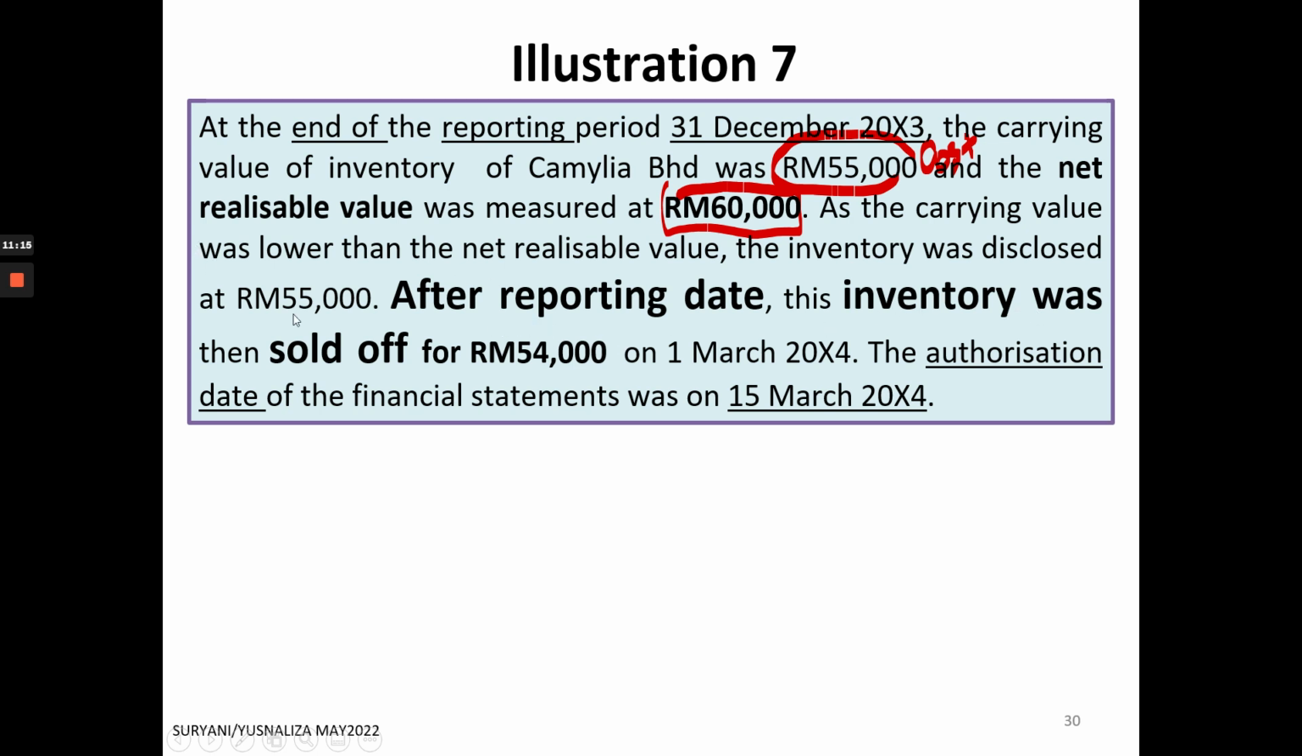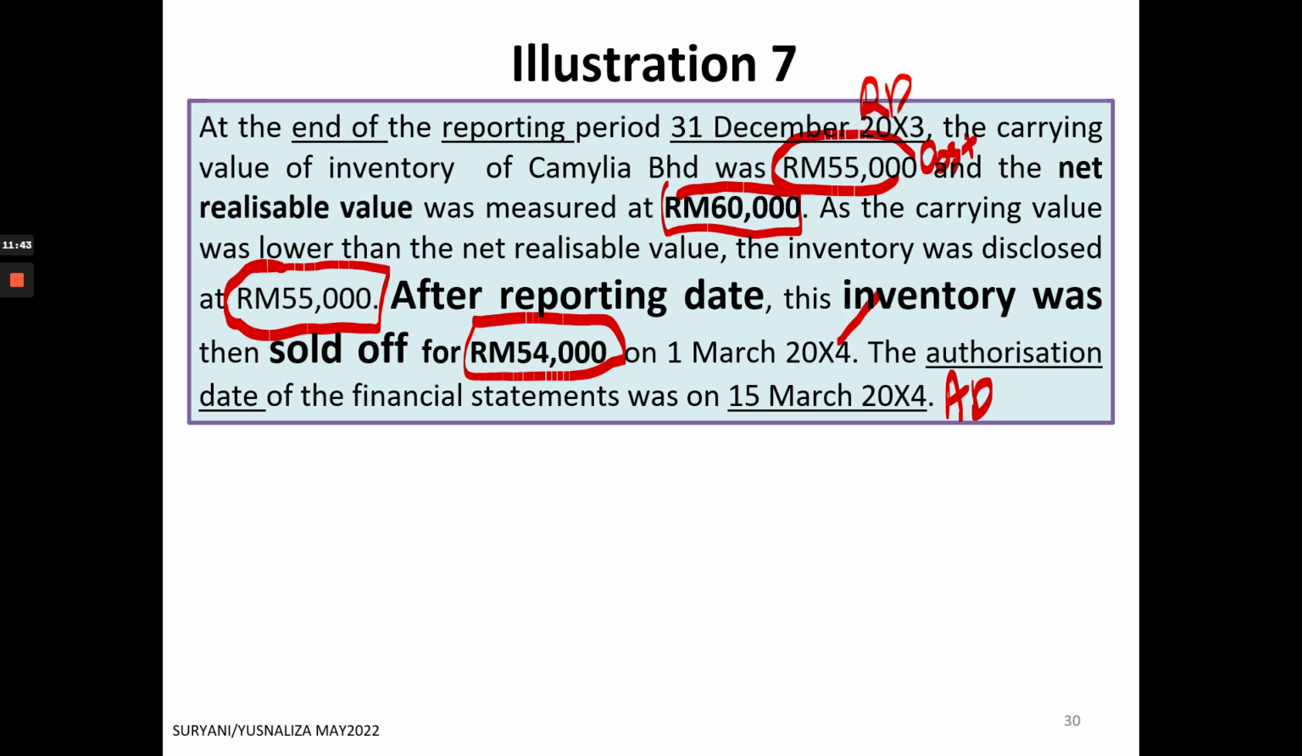The inventory was then sold off for 55,000. So now you can see that from 55,000, which is the cost of the inventory, it was sold off for 54,000. Now you could see that there was a reduction in the sale price of the inventory to 54,000, and that happened before the authorization date. AD here, reporting date is here, and the event took place 1st of March.